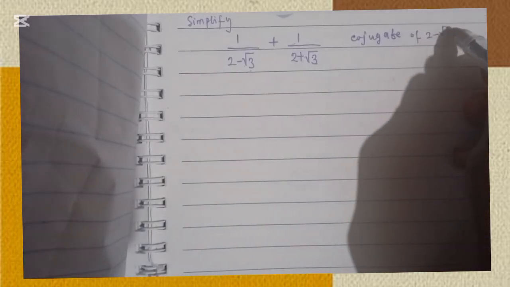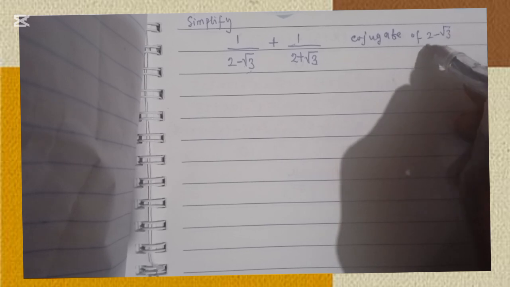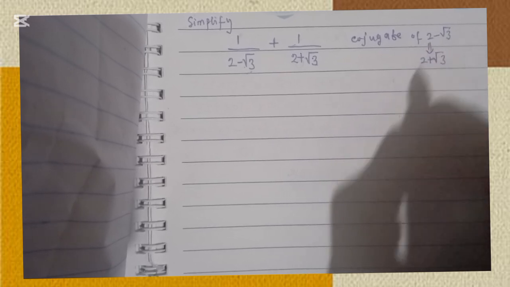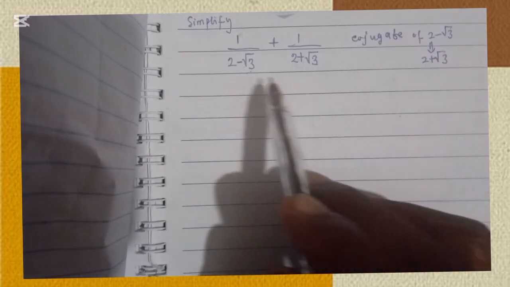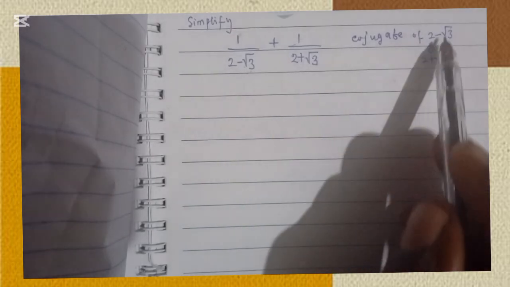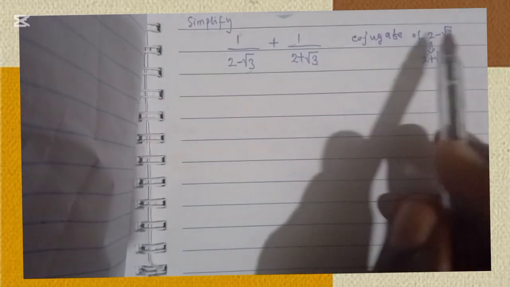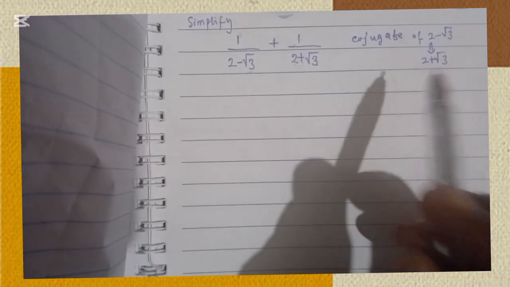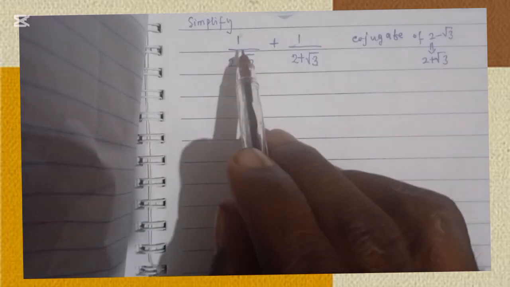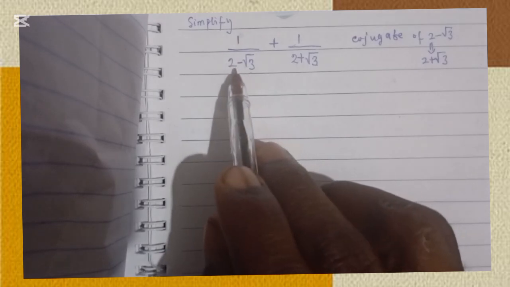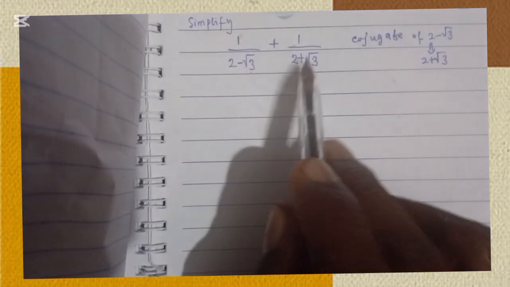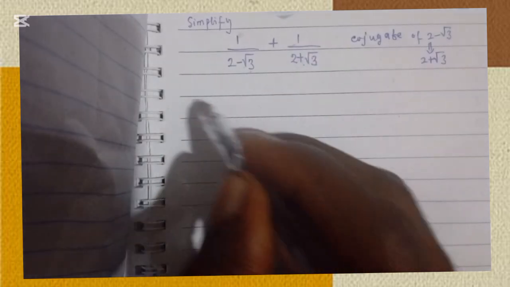2 minus square root of 3 would be what? 2 plus the square root of 3. The idea is that when you multiply a surd by its conjugate, it should give you a whole number. That is the idea. So what you simply do in this case is to multiply this by the conjugate, multiply this second term by the conjugate. So this is what I mean.